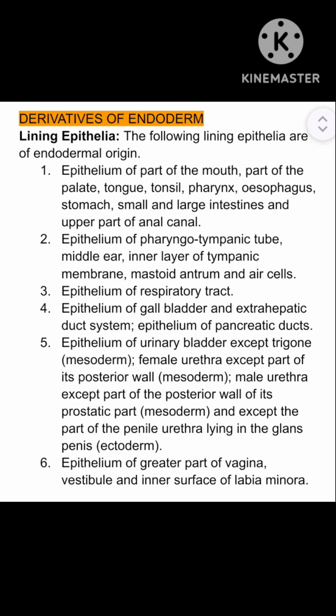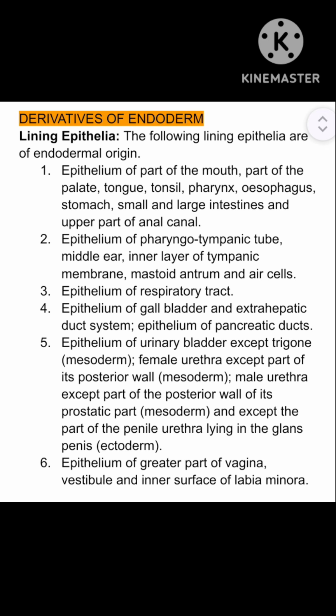Endoderm derivatives. Next, we will discuss endoderm, lining epithelium. Endoderm mainly forms the inner lining of the body systems. It forms the epithelium of the gastrointestinal tract, including mouth part, palate part, tongue, tonsils, pharynx, esophagus, stomach, intestines, and upper part of anal canal. It also forms lining of middle ear, pharyngotympanic tube, and inner layer of tympanic membrane.